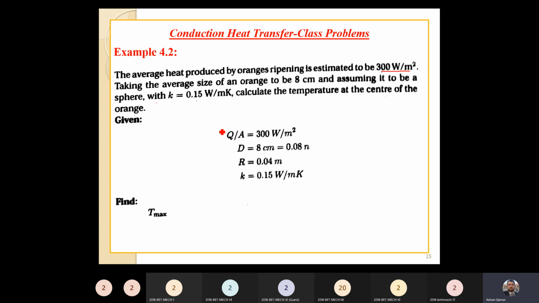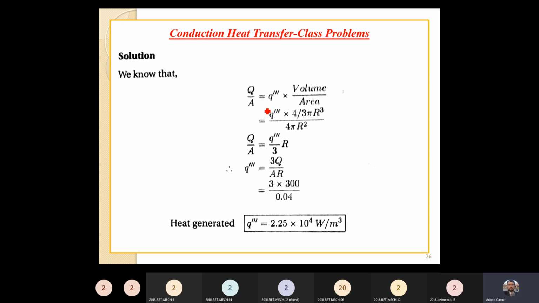So heat per unit area is given, diameter is given. You can calculate R from the diameter, and thermal conductivity is given. So the maximum temperature you have to find would be at the center. So you have Q over A equal to Q triple dash, volume over area. Put the value of volume and area and simplify this equation. You will get this one.